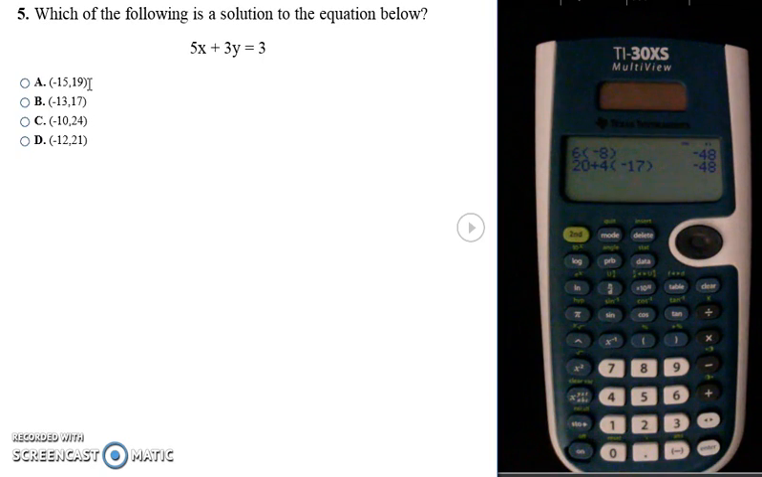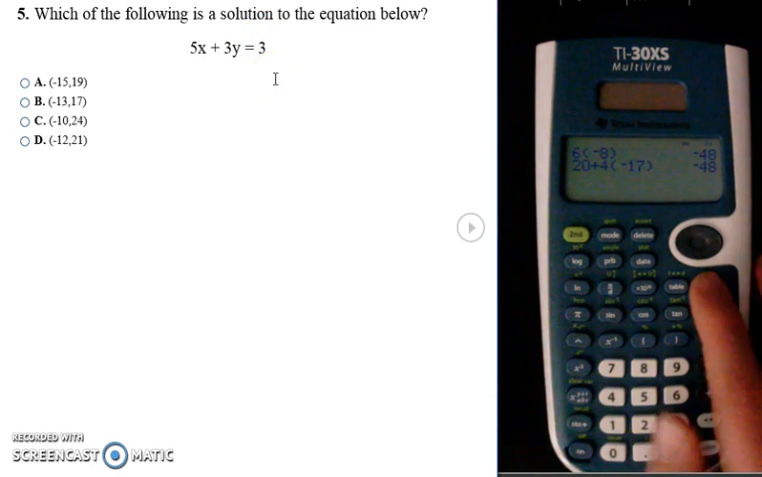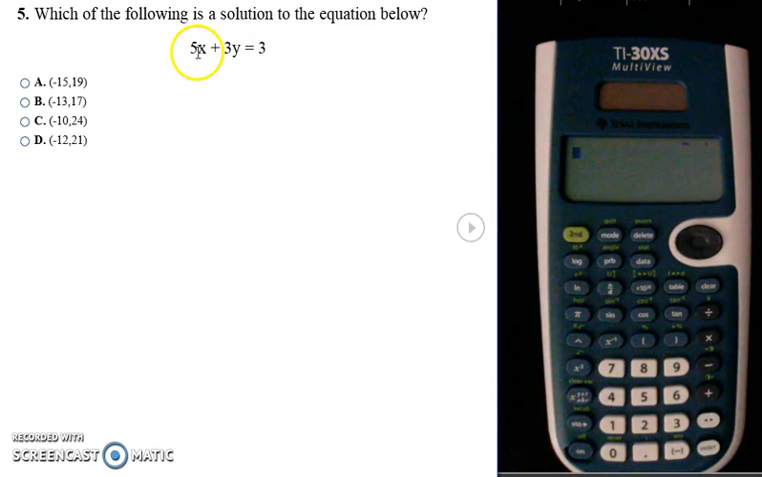And then the last problem is another problem that has an x and a y number. This time they're on the same side, so I just have to look at the left side and see if any of these combinations of x and y will give me 3. So I have 5 times x. Negative 15 is my x number in choice A. The x number is always the first number in the coordinate.